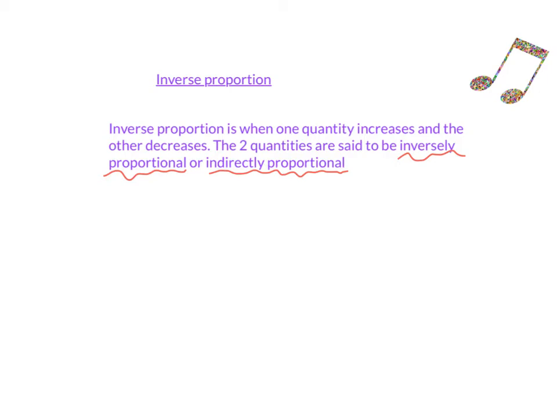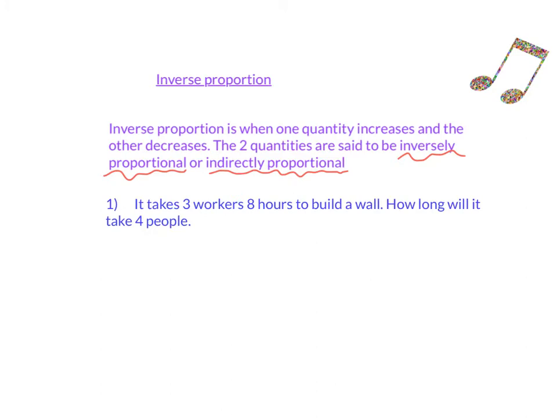Let's do an example. Okay, example 1. It takes 3 workers 8 hours to build a wall. How long will it take 4 people? If there are more people, we would expect it to take them less time, because there are more people sharing the load. For this type of example, the easiest thing to do is to work out how many hours for one person, we call that the number of man hours, and distribute that between the 4 people.